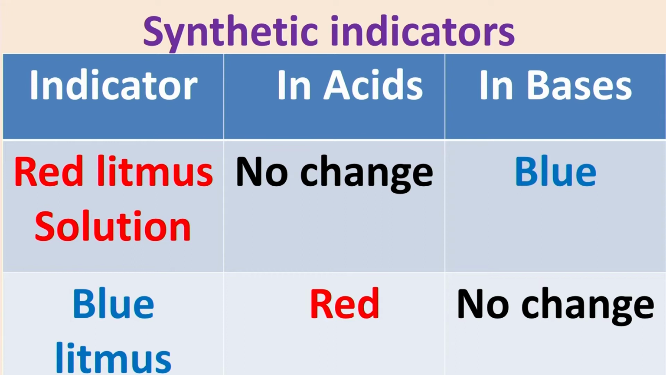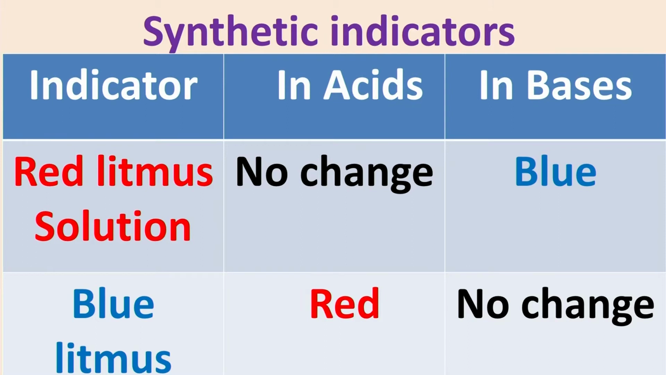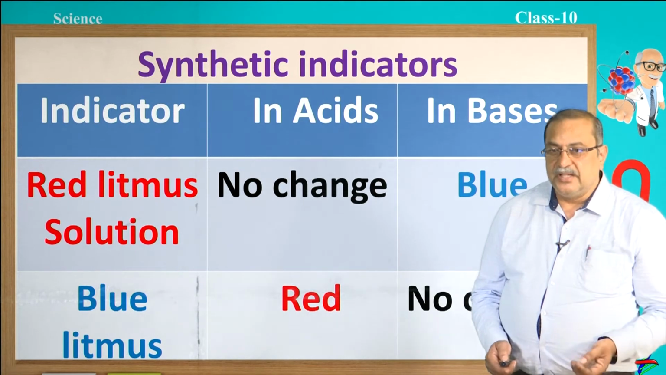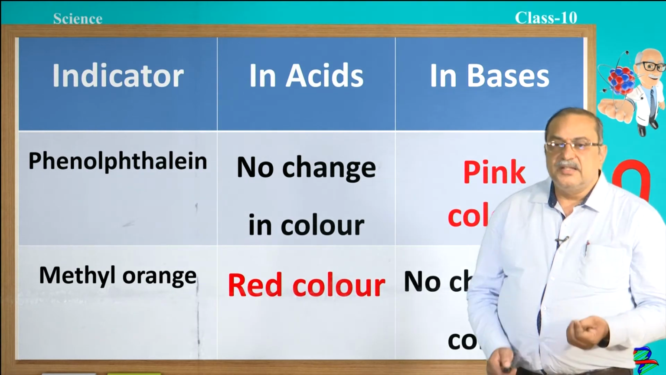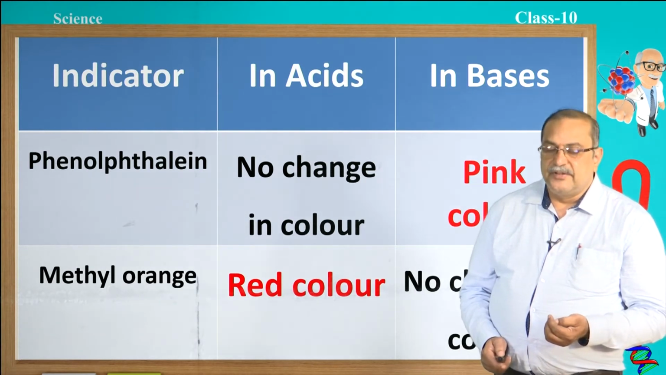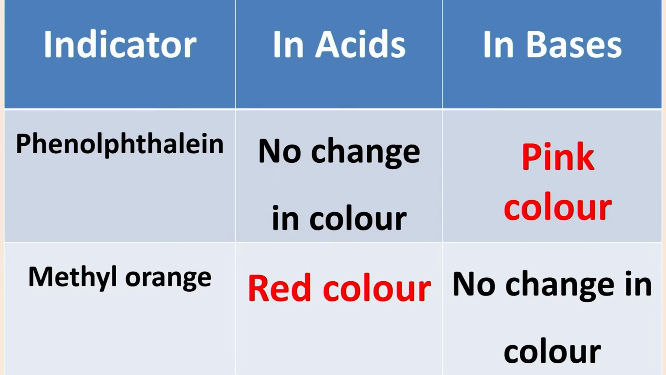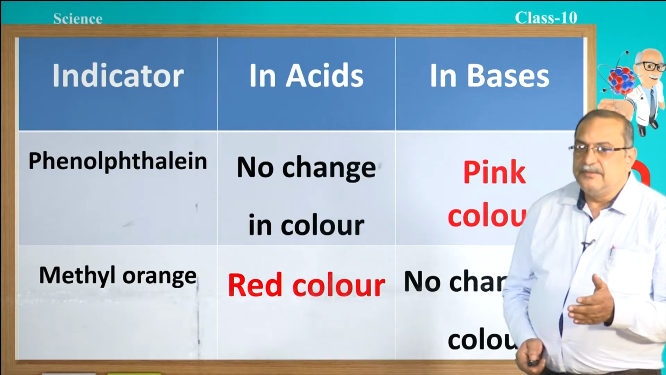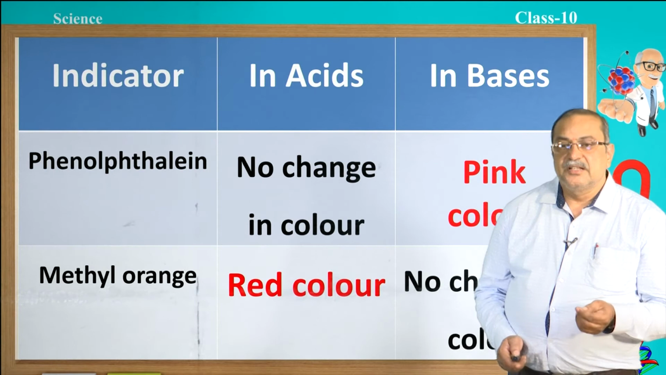When you come to the blue litmus, in acids it will become red in color, and in bases there will be no change at all. Okay. So, this is how we can find out the acid or base, synthetic ones they are. Now, another one is phenolphthalein indicator. Phenolphthalein indicator, in acid no change in color, but in base it turns to pink in color. When you come to the methyl orange, it turns to red color in the acid and no change of color in the bases. So, these are the synthetic indicators.